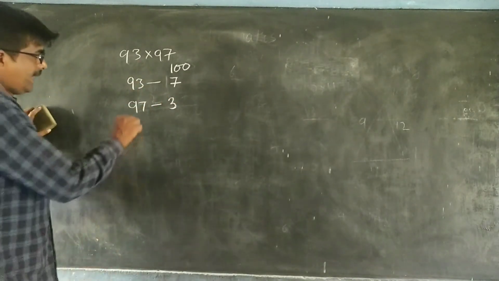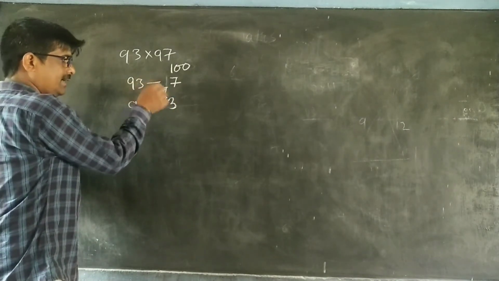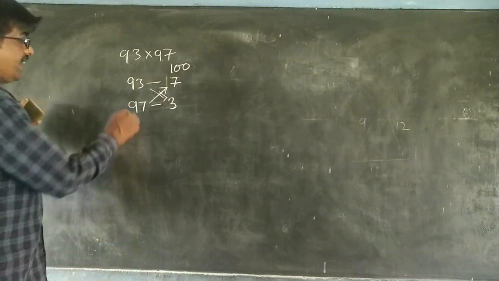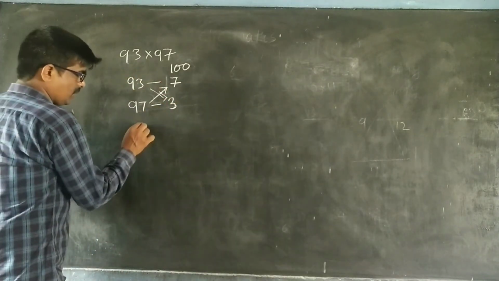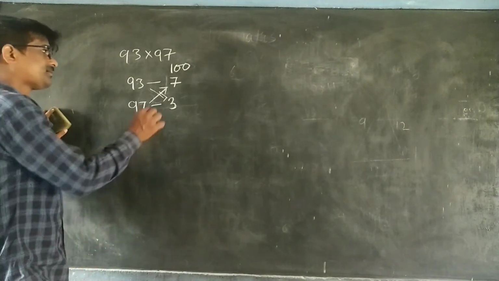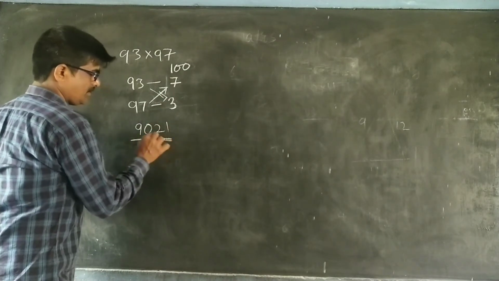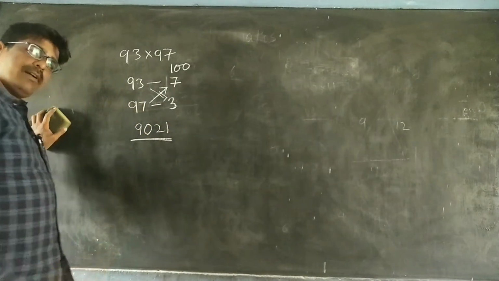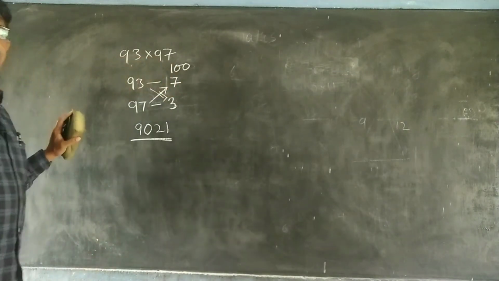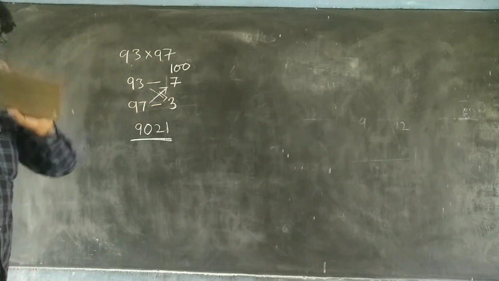Simple. What you have to do is subtraction. 93 minus 3 or 97 minus 7, both are equal. 93 minus 3 is equal to 90. After that, 7 3s are 21. Right, simple. Once again, I am explaining: 93 and 97 are nearer to 100, so my base is 100, and so I have two zeros.